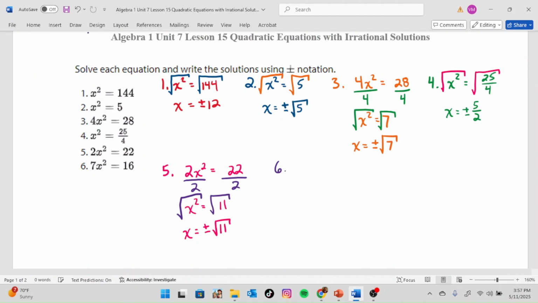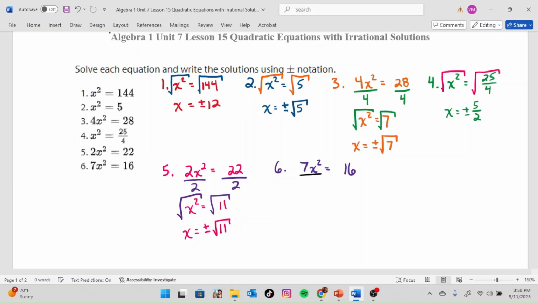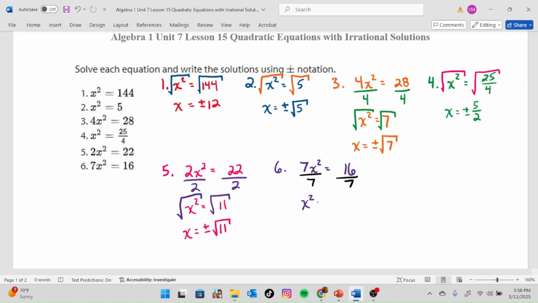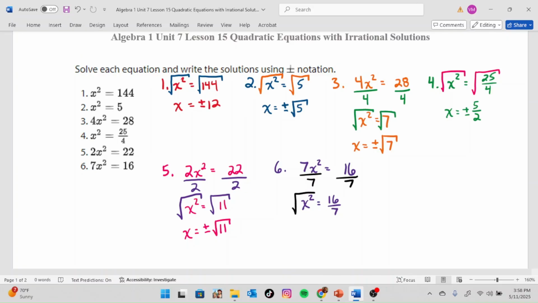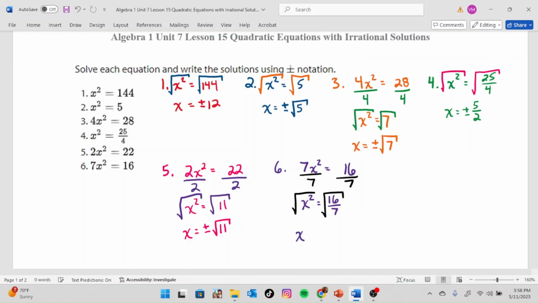And lastly, number 6, we have 7x squared equals 16. Now the opposite of multiplying by 7 is dividing by 7. So we're going to divide both sides by 7 to keep it equal. That's going to give us x squared on the left equals 16 over 7 on the right. The opposite of squaring something is taking the square root. The square root of something squared is just the thing, so this is x.